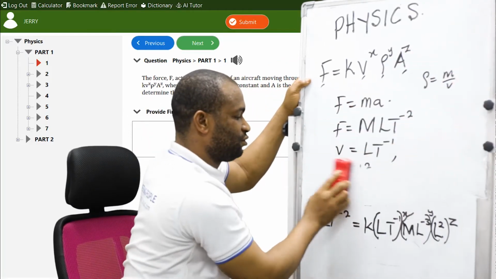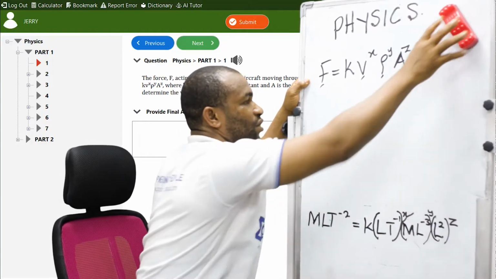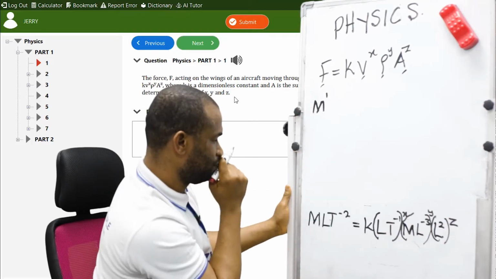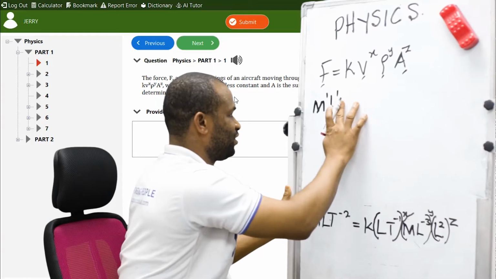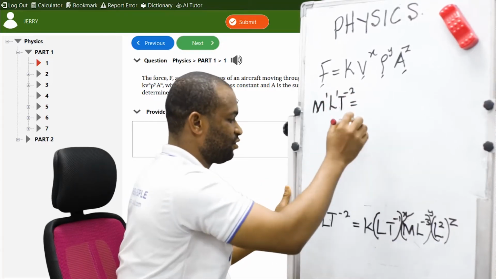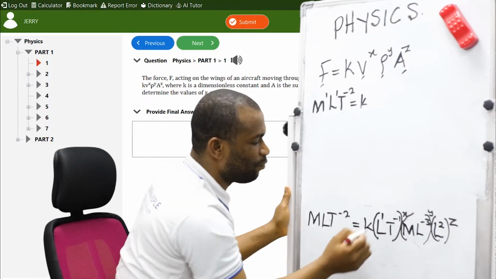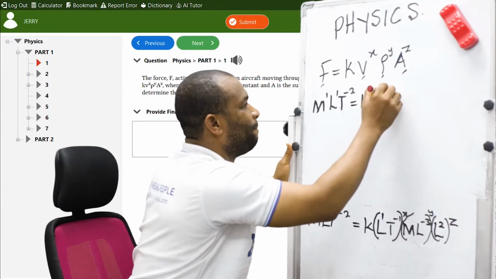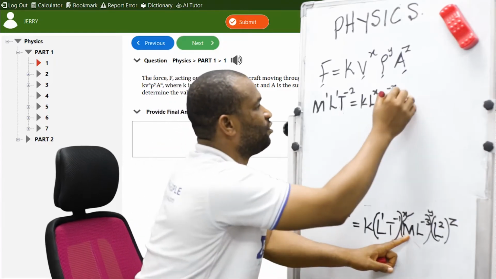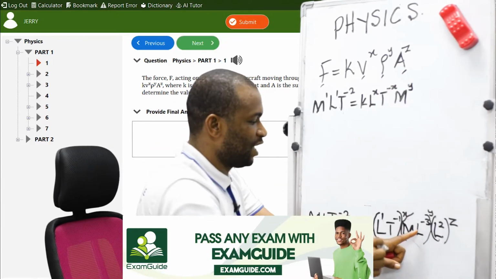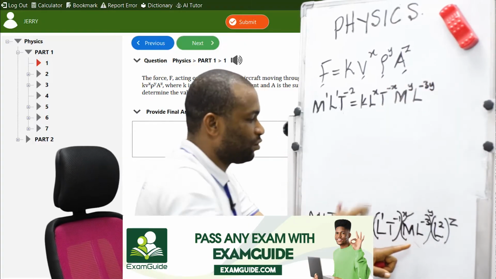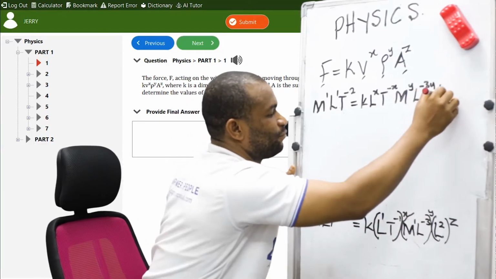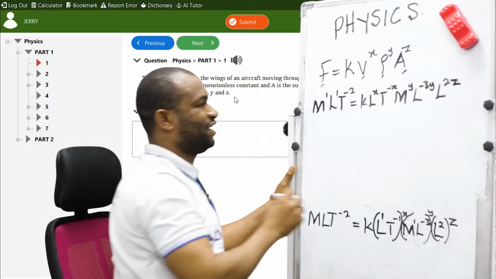So let's keep going step by step. After this, I'm going to have M raised to power 1, L raised to power 1, T raised to power minus 2, equal to K, which I don't care about, and this is power 1. According to the law of indices, the power will multiply power. This is going to be L raised to power X and T raised to power minus X. Then M raised to power Y and L raised to power minus 3Y. Of course, this is multiplying this, that is power of 1, Y times 1 is this one. Then L raised to power 2Z.